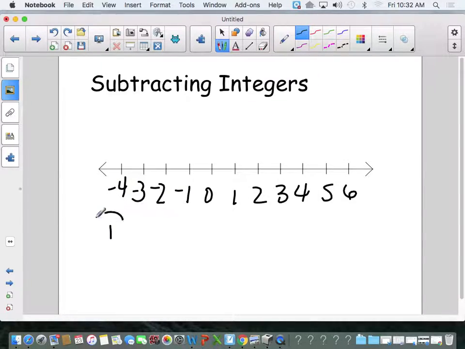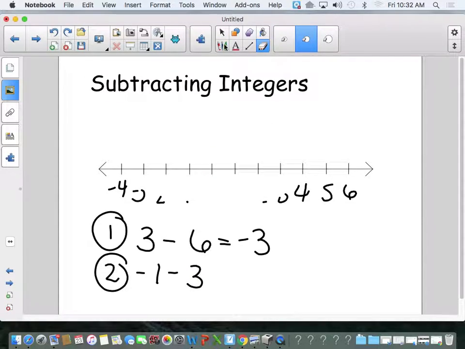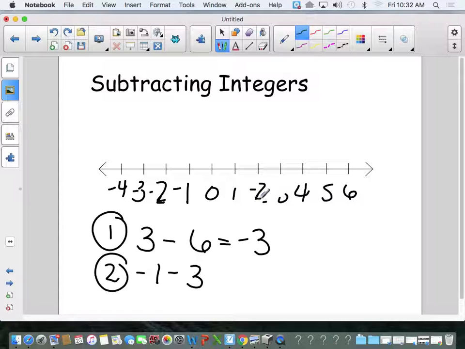If I started at a 3 and I subtracted 6, I'm going to start here and I'm going to subtract 1, 2, 3, 4, 5, 6. That equals a -3. Or if I had done a problem like this, I had a -1 and I subtracted 3, I'm going to start at a -1 and subtract 1, 2, 3. And it equals a -4.